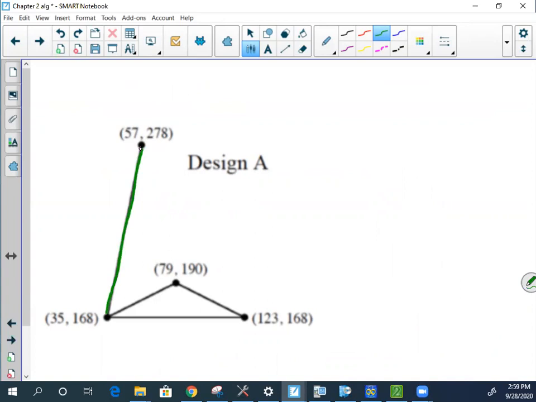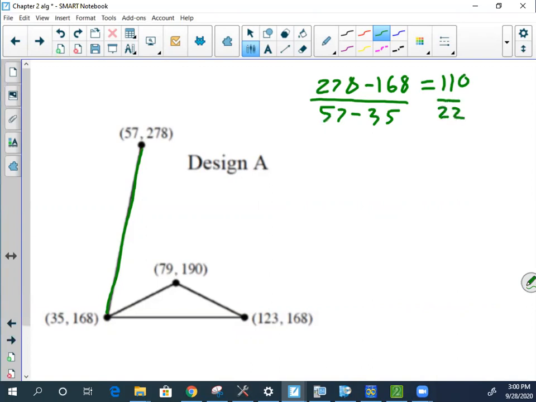First thing we have to do is come up with the slope. So I find the change in y: 278 minus 168. That's 110. And the change in x, I'm going to choose 57 minus 35, and that is a change of 22. So I do 110 divided by 22. That equals 5. So I have a slope of 5.